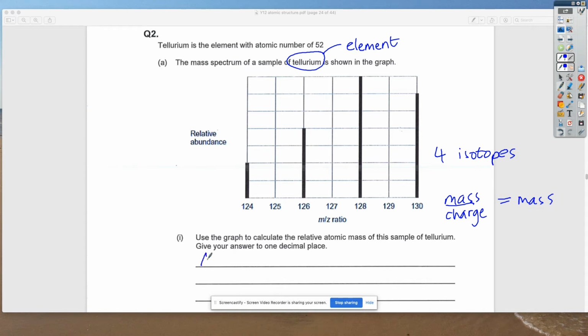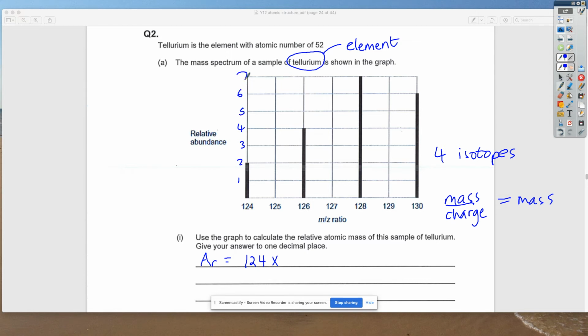When we do our Ar calculation, we have to do the mass of the isotope times by its abundance. And on this particular example, they haven't given us any numbers on the scales. Yeah, there's no numbers on our y-axis. Relative abundance doesn't actually have to have a number because it's comparative. So I've got twice as much of my 126 as I have of my 124. I could use each of these as being 10. I could use each of them as being 1. I can use each of them as being 100. I would use each of them as being 1 because it makes the maths more straightforward.